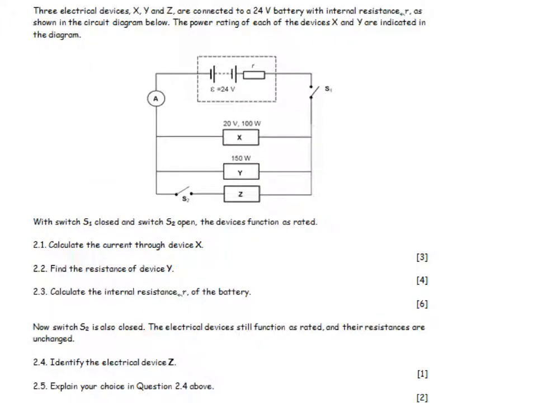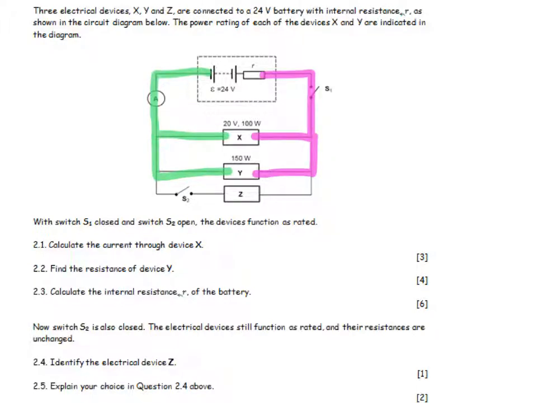Now we've got 3 electrical devices, X, Y, and Z. They are connected to a 24 volt battery. It does have an internal resistance that's been put in. As shown, the power rating of each of the devices is given. They've basically said to you, this square does not mean a resistor specifically. It means a device. It might have some resistance, but it's not a resistor. These are devices, X and Y, on the diagram. With only switch 1 closed, let's see what happens.